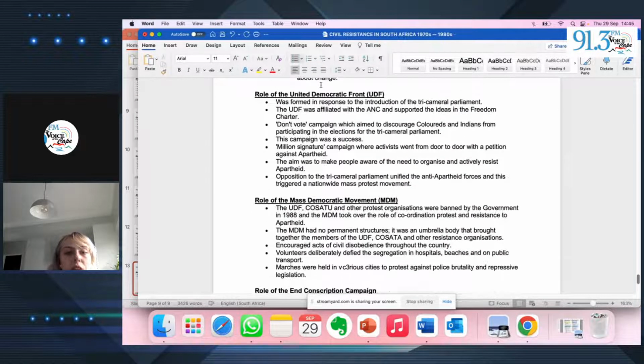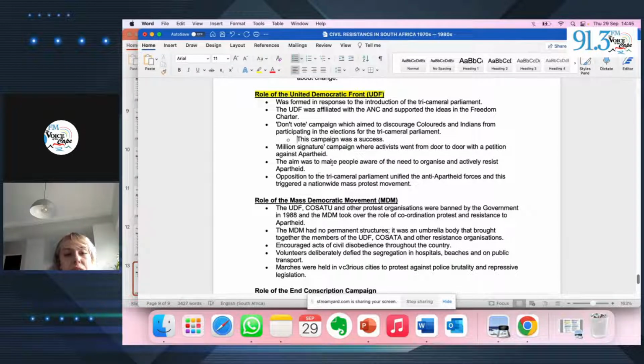Then the role of the United Democratic Front, which was formed in response to the Tricameral Parliament. So the United Democratic Front was affiliated with the ANC and supported the ideas in the Freedom Charter. There was a Don't Vote campaign, which aimed to discourage coloureds and Indians from participating in the elections for the Tricameral Parliament. This campaign was a success.